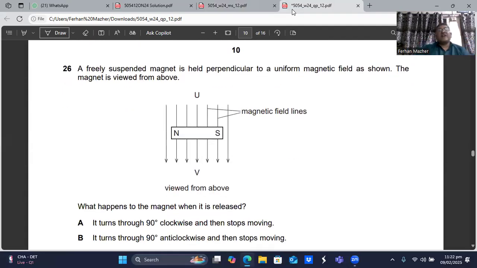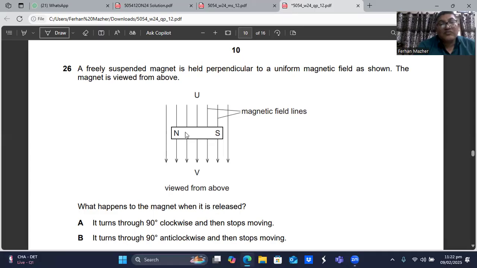Question number 26: a freely suspended magnet is held perpendicular to a uniform magnetic field as shown. The magnet is viewed from above. What happens to the magnet when it is released? So, because the north always aligns itself with the direction of the magnetic lines in that area, this north will come here and the south will go there.